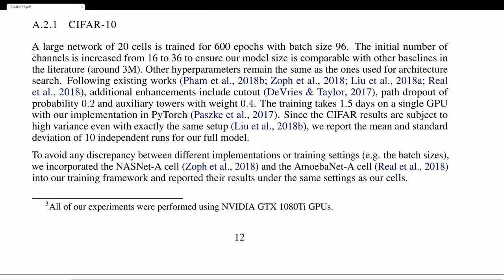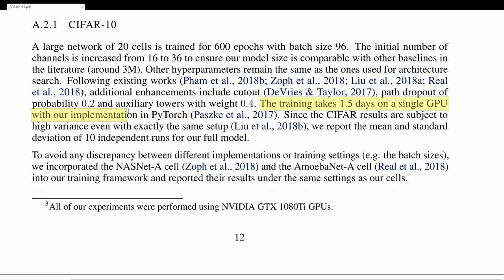A large network of 20 cells is trained for 600 epochs with batch size 96. The initial number of channels is increased from 16 to 36 to ensure our model size is comparable with other baselines in the literature, around 3 million. Other hyperparameters remain the same as the ones used for architecture search. Following existing works, additional enhancements include cutout, path dropout of probability 0.2, and auxiliary towers with weight 0.4. The training takes 1.5 days on a single GPU with our implementation in PyTorch.